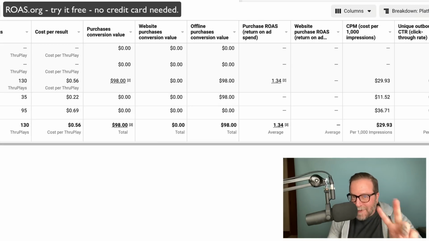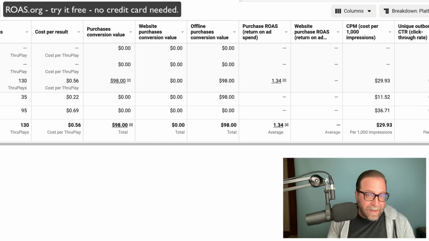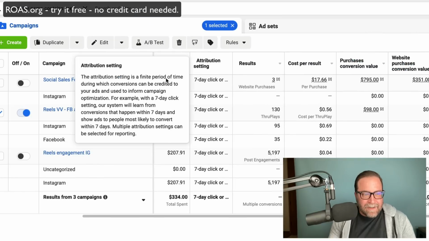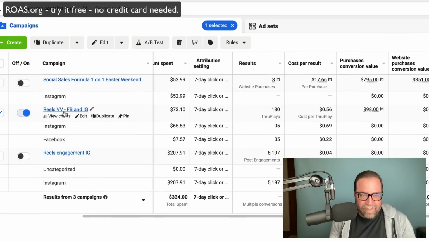Now there's a second reason this ad worked, and that is I used it for retargeting, and I used it completely differently than what most people do. So let's take a look at the campaign itself. Notice the title of the campaign. It's Reels VV, FB, and IG. VV stands for video views. I didn't run this as a conversion campaign. I just ran it as a video views campaign, and I ran it to my retargeting list.